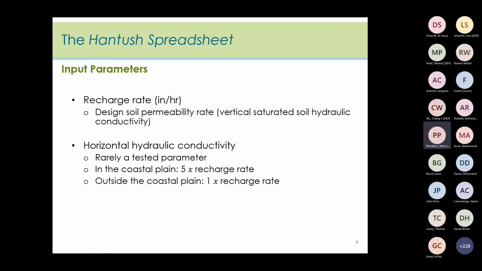If you recall, Lisa provided us in Module 2 with the link to the Bureau of GIS website where you can determine if your site is in the coastal plain.